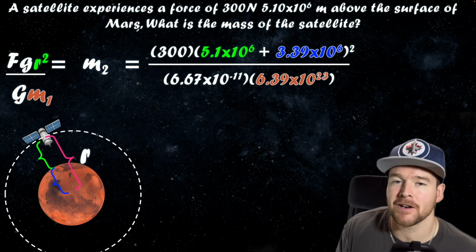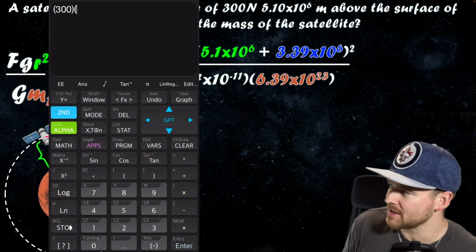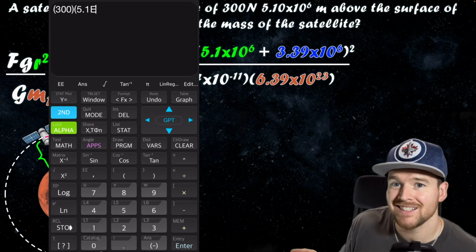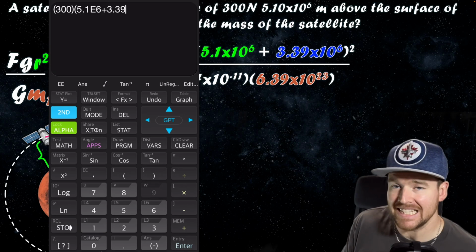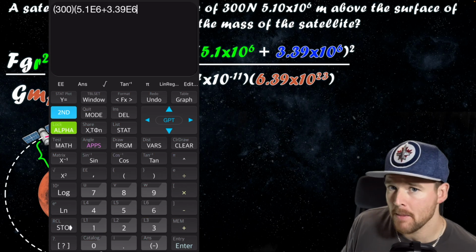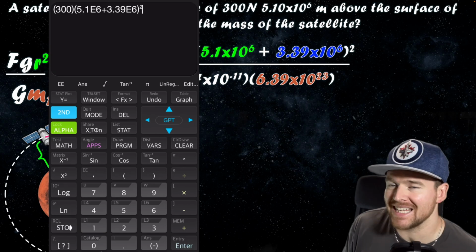Let's go into our calculator. 300 times, I'm going to put this in brackets, 5.1 e, or times 10 to the 6, plus 3.39 e to the 6 as well. Bracket those two numbers, square it, and get our answer at this point.